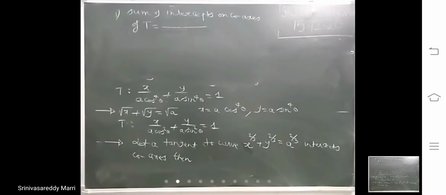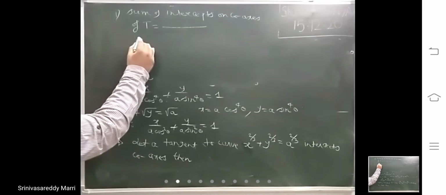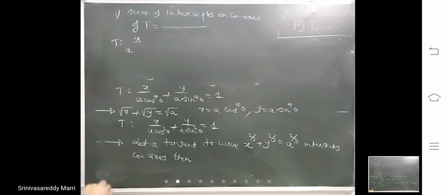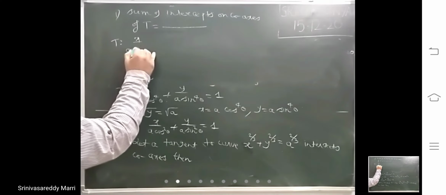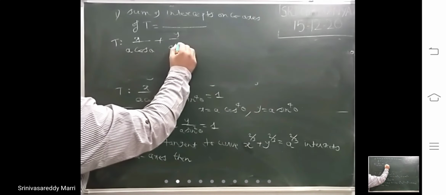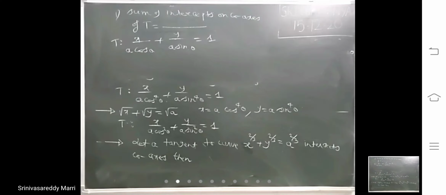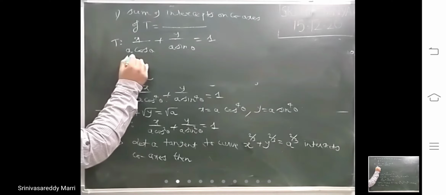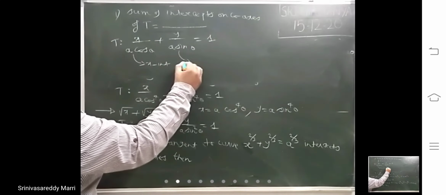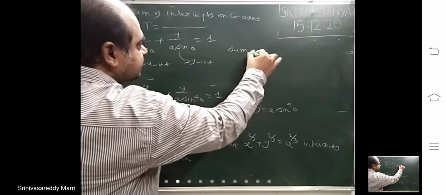Now I have told the tangent equation. So tangent equation is what? Tangent equation you write x by a cos theta plus y by a sin theta equal to 1. Right? So this is x intercept. This is an intercept form. This is y intercept. Sum is nothing but.